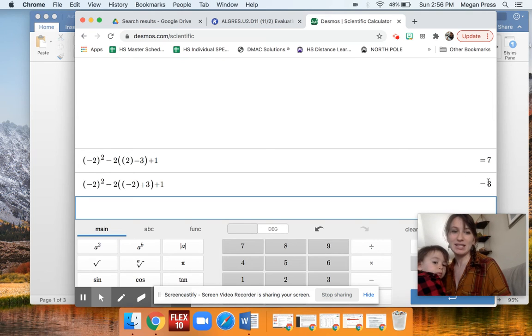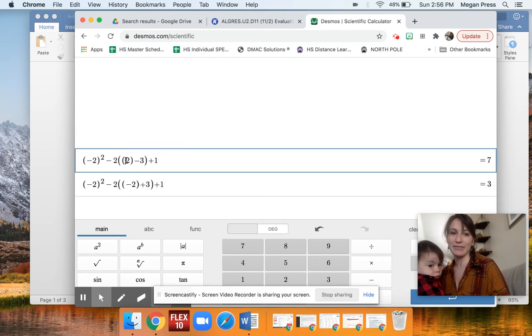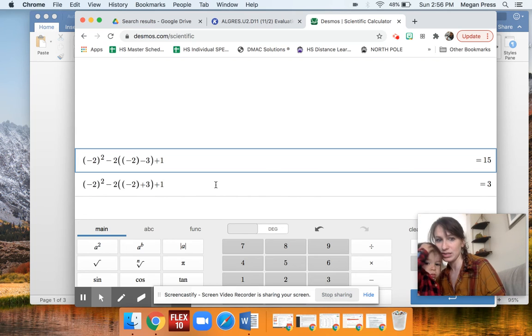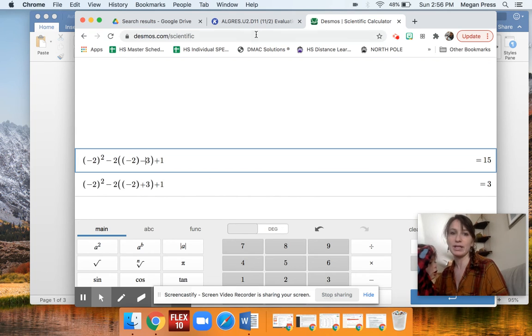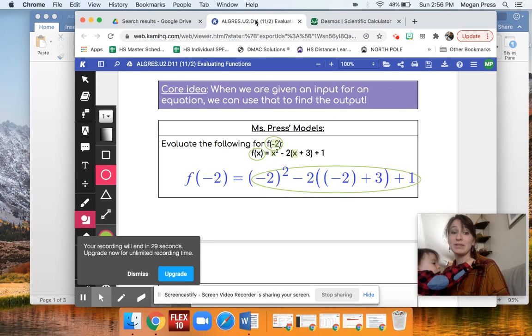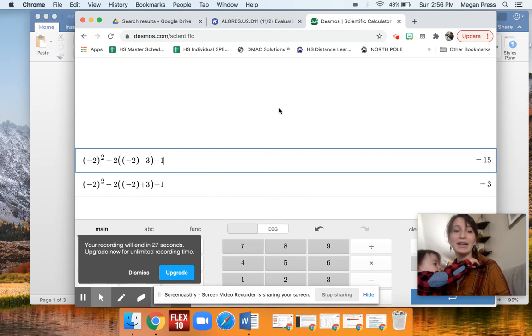Notice when I did this the other day with Miss B, I had my function still in here on accident. I forgot to put a negative and it made my whole answer incorrect. I also did a minus 3 here on accident, and that was a big mistake. So then my final answer is 3.